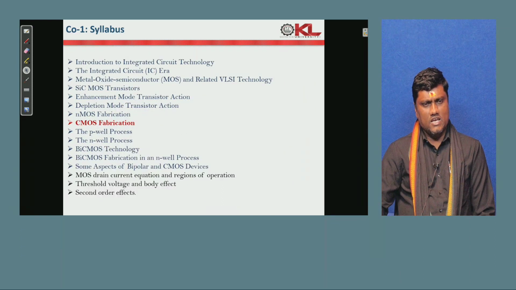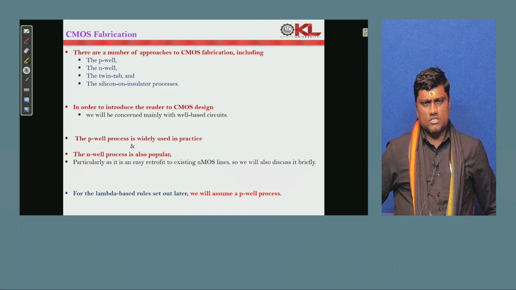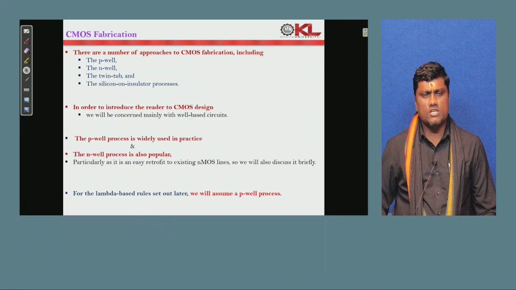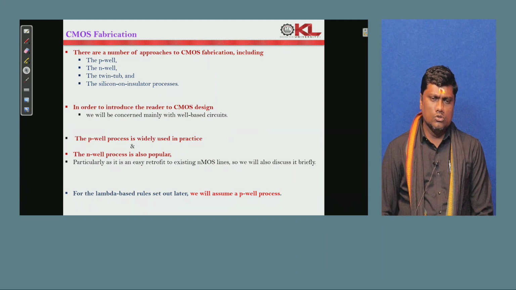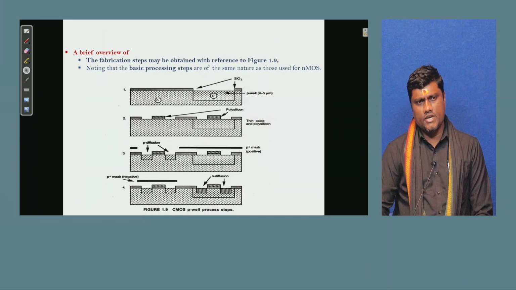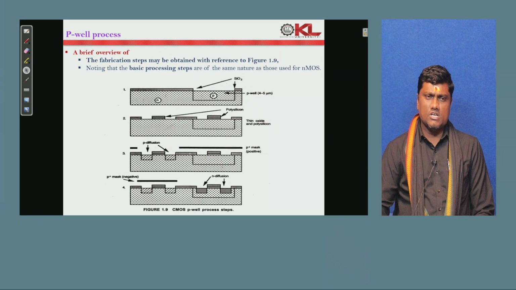So we can understand the NMOS fabrication process flow similar to the PMOS, and then we have CMOS fabrication. In CMOS fabrication, we have a number of approaches: P-well, N-well, twin tub, and silicon on insulator. All these four techniques can be utilized for fabrication. The P-well process is widely used in practice. The N-well process is also very popular, and twin tub and silicon on insulator processes are also greatly used.